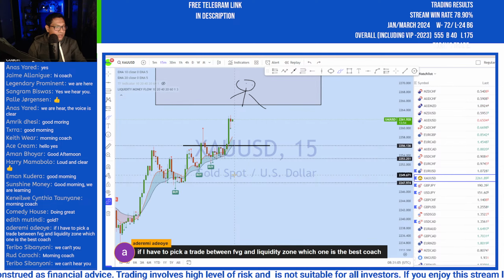Look at how the price is doing in relation to the price action, and then trade based on price action rather than thinking anything else. So I hope that makes sense.